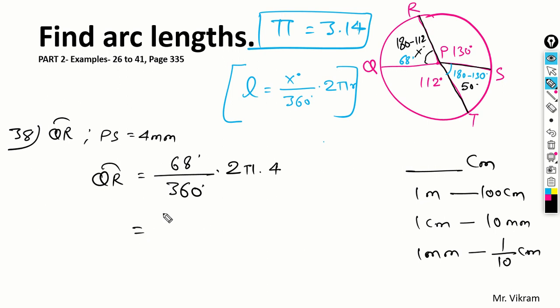So let's solve this. Now it's very simple. 68 multiply 2 multiply 4 divide with 360. This will give you, and it is asking us to solve nearest 100. So obviously we need to multiply with 3.14. This will give me 4.74, right? So that's your answer.